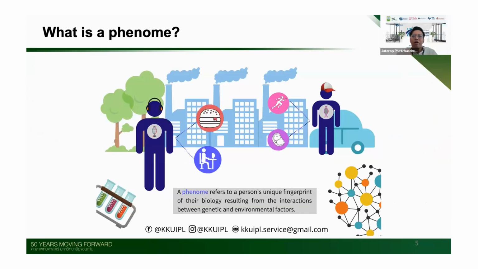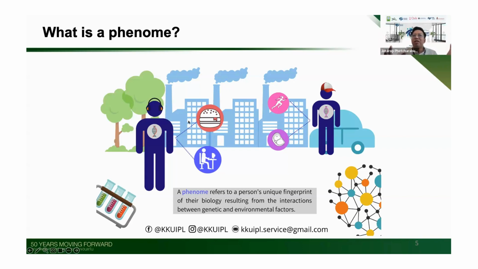Now, let's move on to phenome. What actually the phenome is. I'm sure that everyone is very familiar with the term genome, right? And for phenome, somebody might have a 50%, 80%, or even 100% understanding of what the phenome is. A phenome actually refers to a person's unique fingerprint of their biology that results from the interaction between the genetic and environmental factors. That means, even though we are human, or we are Homo sapiens, right?